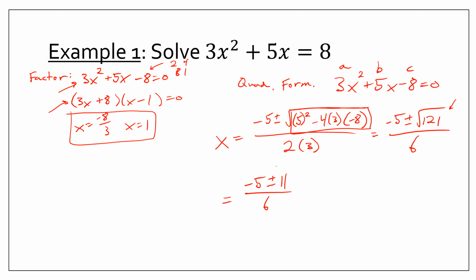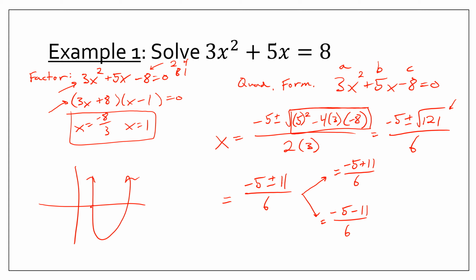Now, order of operations says next, I need to think about the top and figure out what the top is. But because of the plus or minus, one of the tops is going to be negative 5 plus 11. So let me write that. Here's where I'm splitting into two different answers. And one of the tops is going to be negative 5 minus 11. And these are two separate answers because remember, when we're solving quadratics, since the quadratic often crosses twice, there are two separate answers. Okay, so I just need to figure out what they are.